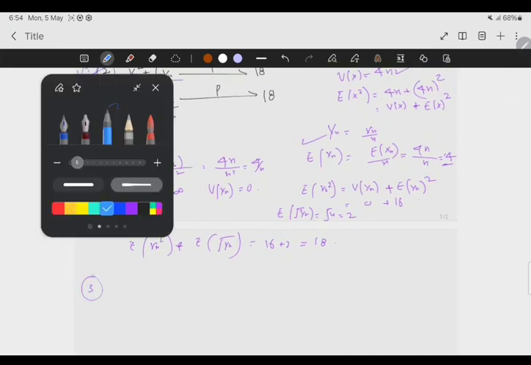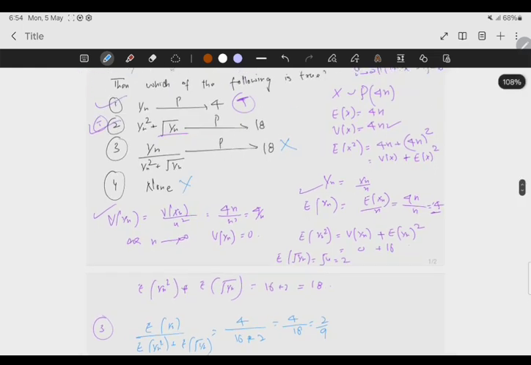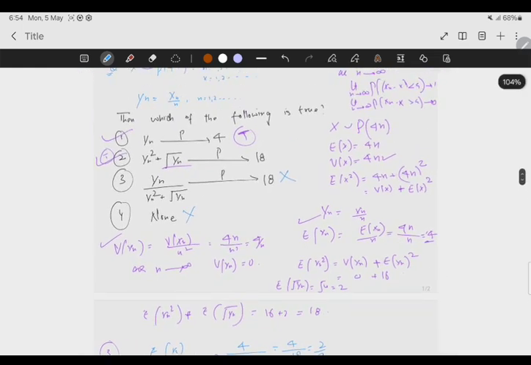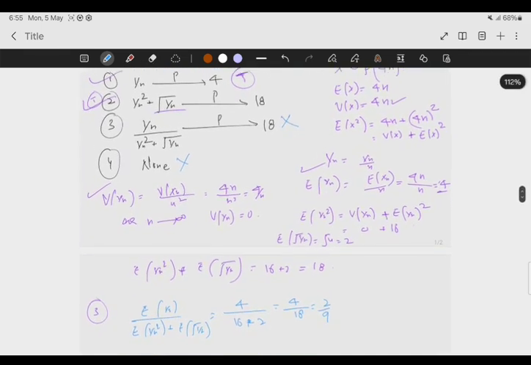Now number 3. See, expectation of Yn divided by expectation of Yn square plus expectation of under root Yn. This is equal to 4 upon 16 plus 2, that is nothing but 4 upon 18, which is 2 upon 9, and this is incorrect. So option A and B are true.